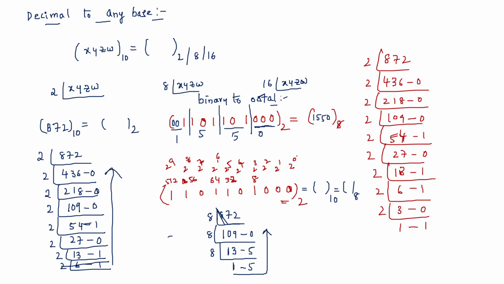That is the decimal to binary to octal conversion. Okay, we got 1550. So this is the octal number. Similarly, this is binary to hexadecimal. Okay, binary to hexadecimal. How can you convert that?